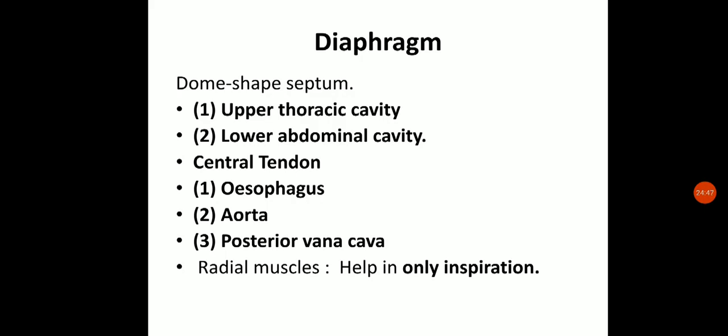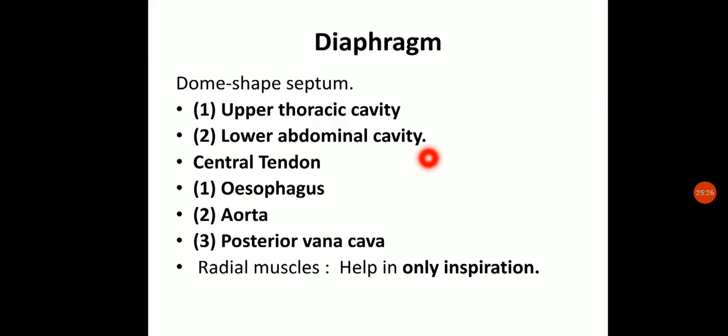It's a dome-shaped septum which divides the body into two parts. It's a membrane of separation, which separates the whole body into two parts, that is the upper thoracic cavity and the lower abdominal cavity. It will also contain a hole through which the esophagus and different tubes will be passing. We'll see that.